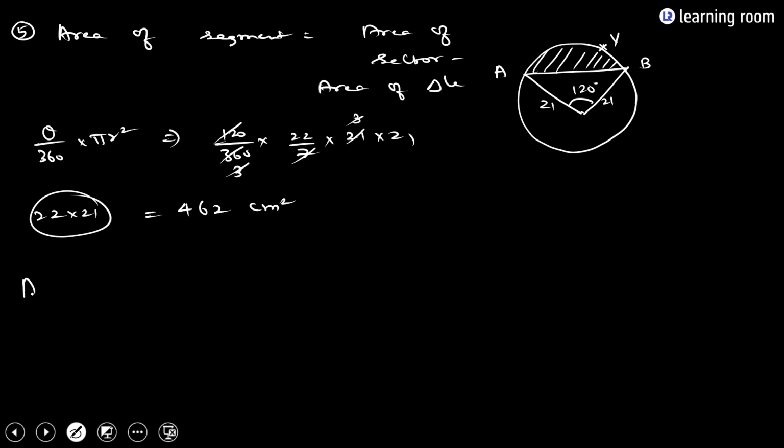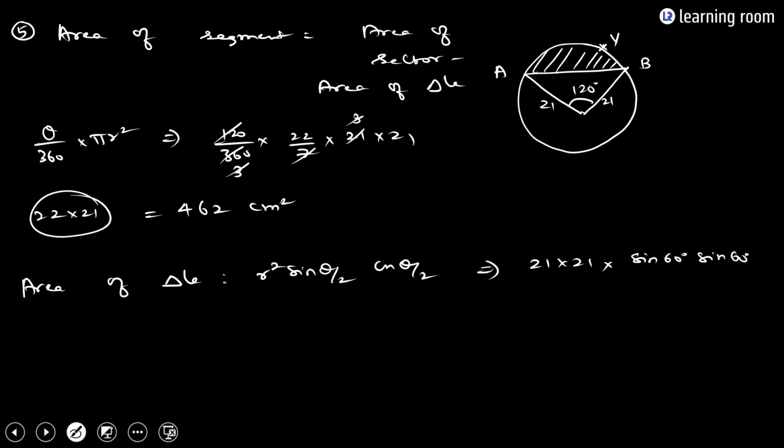Now, how to find the area of triangle? Area of triangle, we already saw the formula. It is r square sin theta by 2 cos theta by 2, which implies 21 into 21 into sin 60 into sin 60. That implies 21 into 21 into root 3 by 2 into root 3 by 2. So what is going to be the answer? 462 minus 21 into 21 is going to be 441, divided by 2 into 2 is going to be 4. And here it will be 3.